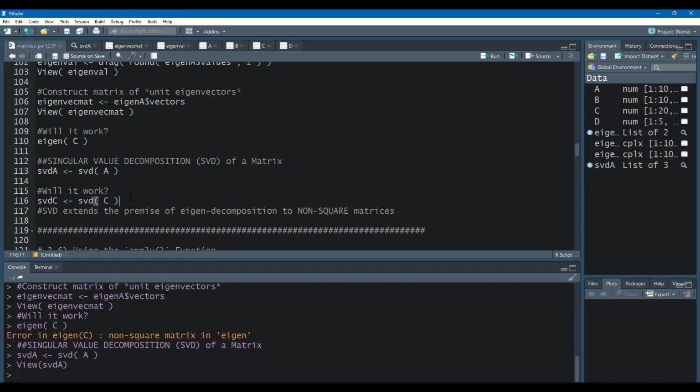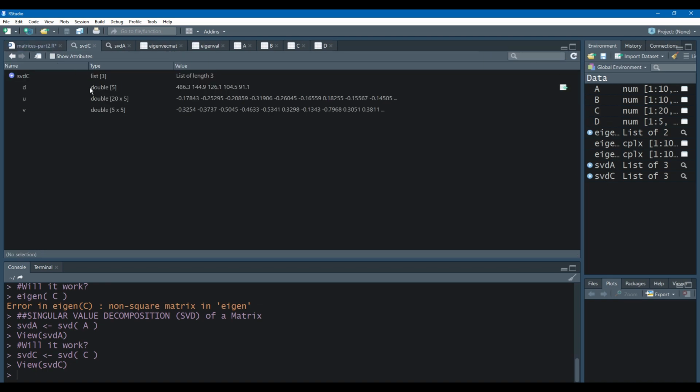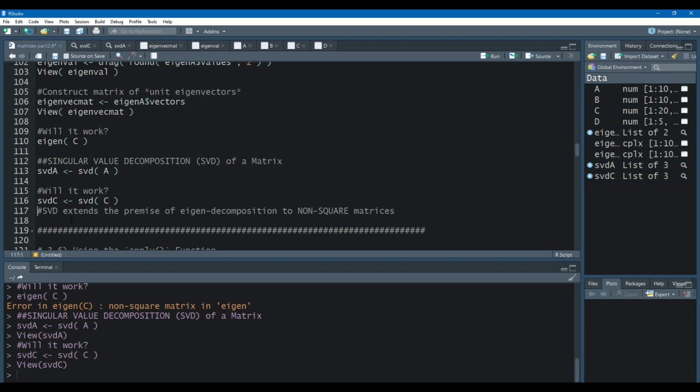Now let's try it for a non-square matrix, or a rectangular matrix, matrix C. We'll store that in C. In our output we have no errors. And when I take a look, here we have a 20 by 5 matrix, a 5 by 5 matrix, and a vector of singular values that has a length of 5. So SVD is just a general extension of eigendecomposition beyond a square matrix.